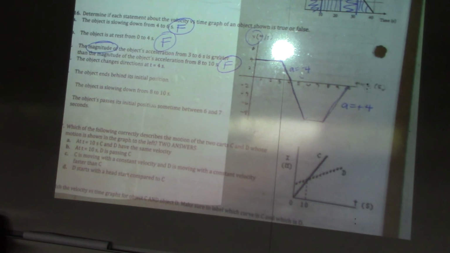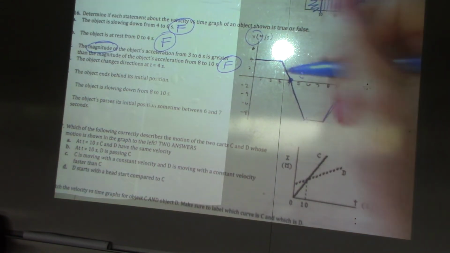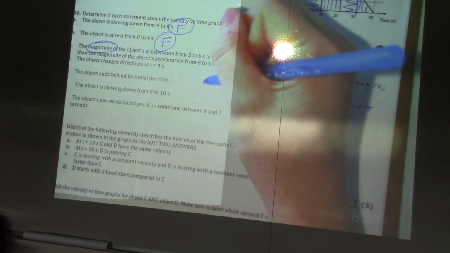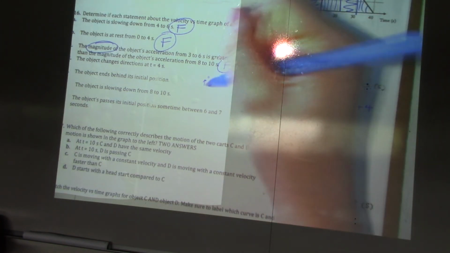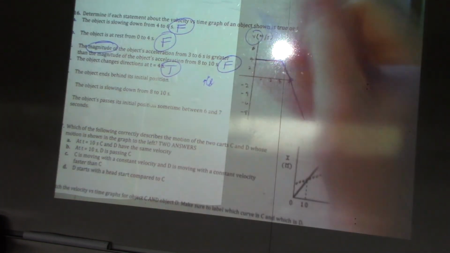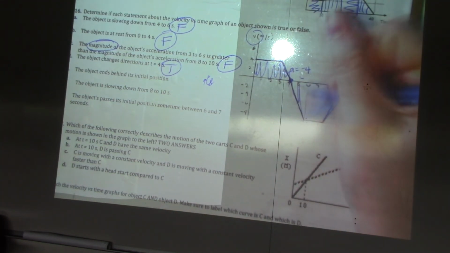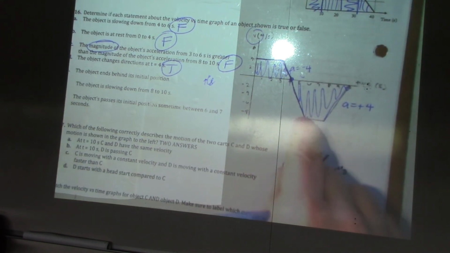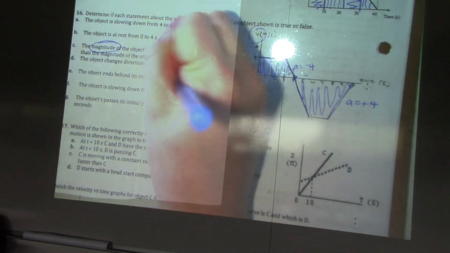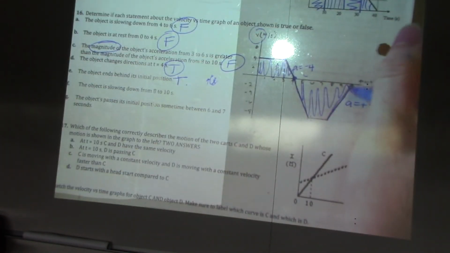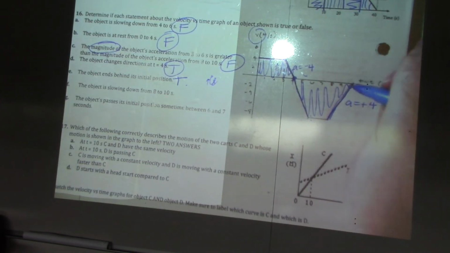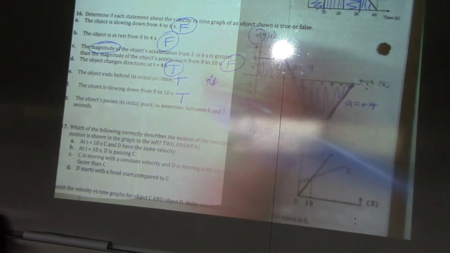It changes directions at 4 seconds. I absolutely agree. Before I had a positive velocity, now I have a negative velocity. Think about that as like going up and then going down. 0 is where it switched. So that one is true. It ends behind its initial position. Let's look at the areas. I definitely travel a lot farther backwards than I did forward, so I'm ending behind where I started. True. Slowing down from 8 to 10: that is a velocity of -8 to -6 to -4 to -2, going towards a velocity of 0. That is slowing down, agreed.